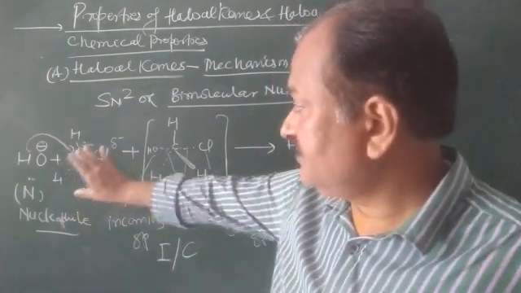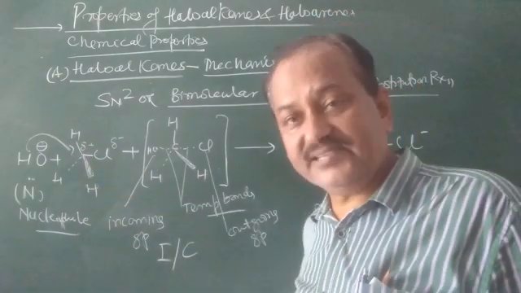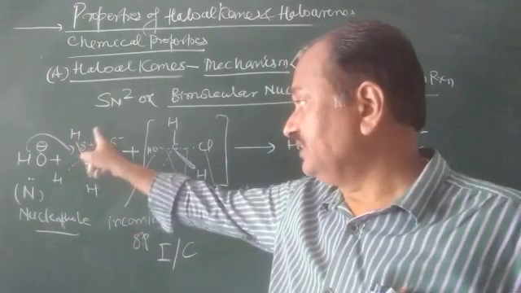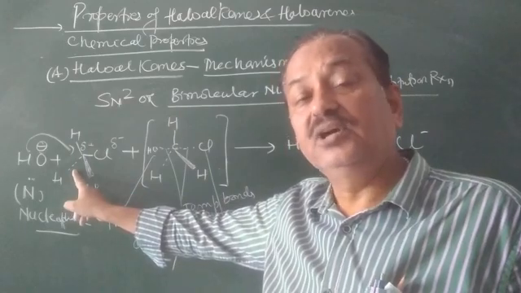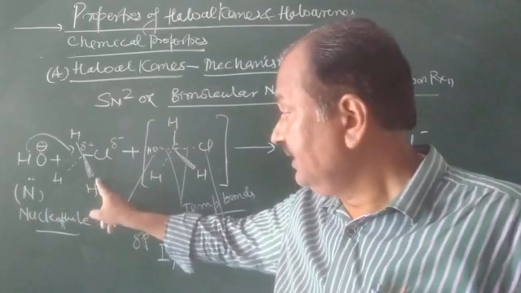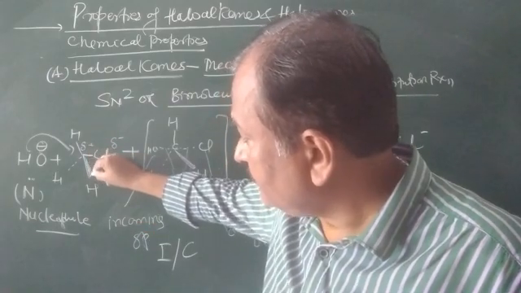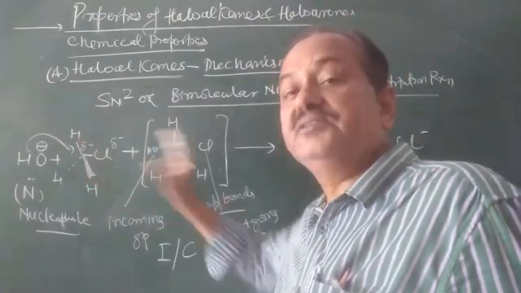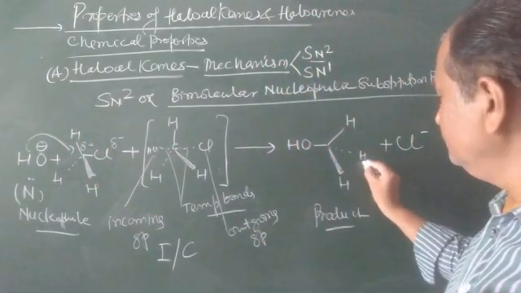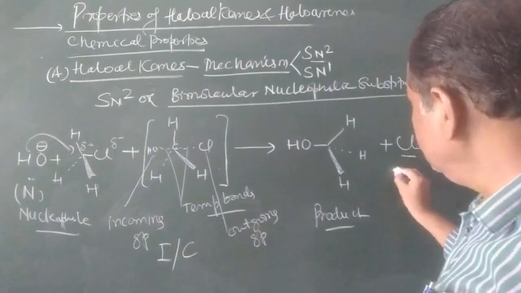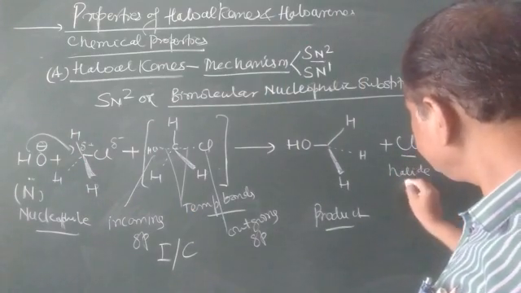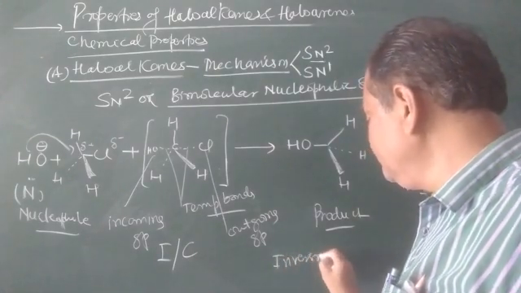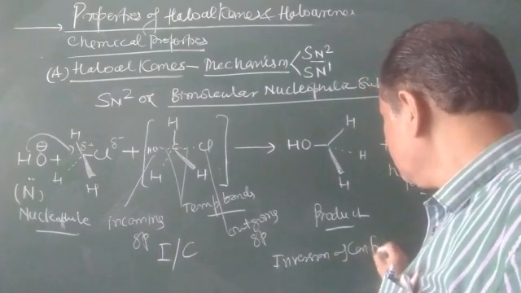The structure here, see, this is bond line notation. Here this plain straight line indicates on the axis. The dotted line indicates away from the observer, and this wedge indicates towards the observer. So as a result of this, the same thing is reversed here, and so this is the product, and this is the halide ion, and so it is having the inversion of configuration.